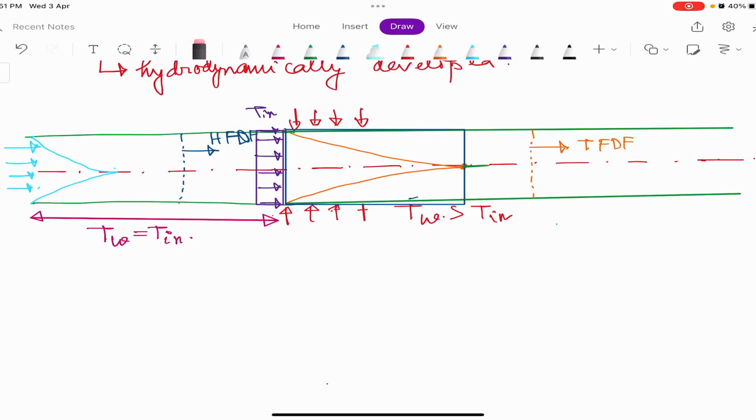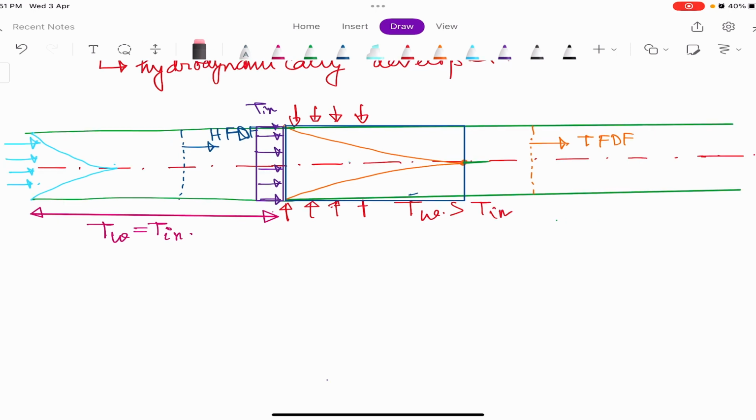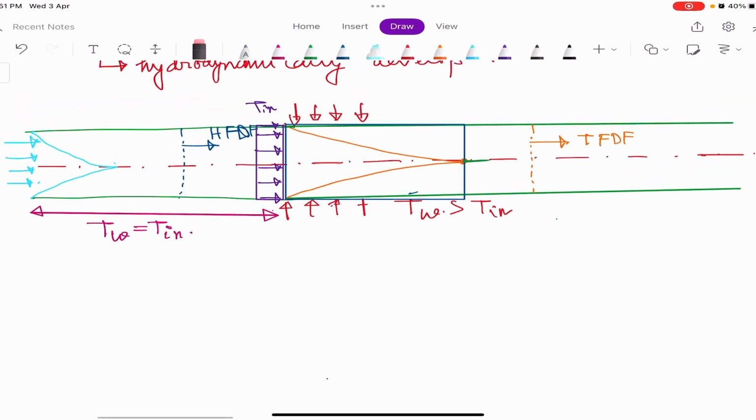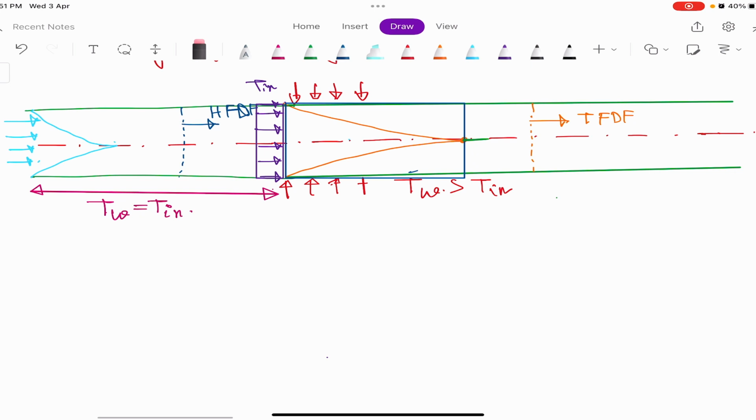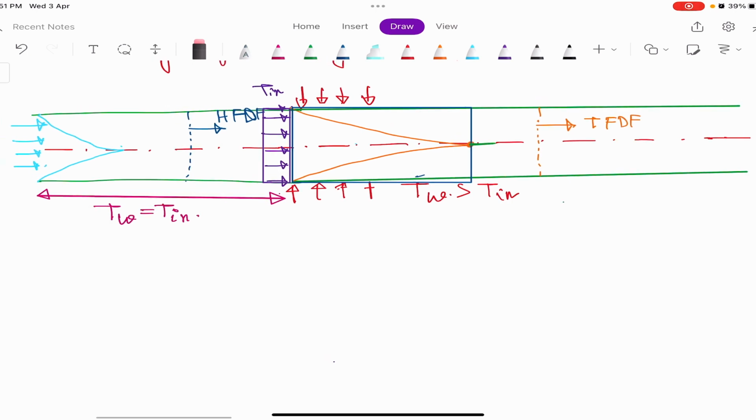In the previous discussion I introduced the thermally developing problem. Here I will formulate the problem. If you have done the previous discussion, I hope you are clear about the problem description. So now let us do the problem formulation.